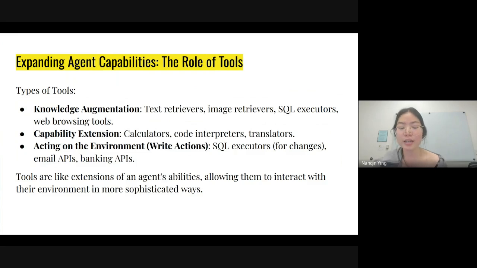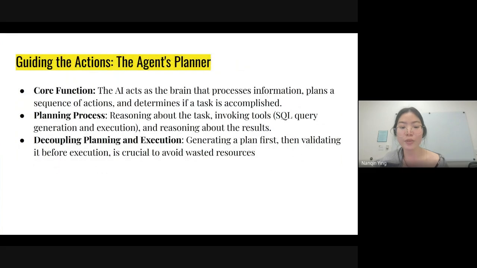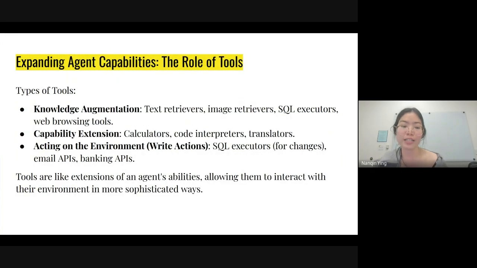But these tools are really dangerous for normal people. They will think it's really horrible if the AI makes decisions for them, especially when it is related to money, like directly transferring money. So tools in general are extensions of the agent's capability, allowing them to interact with their environment in more specific, more complicated ways.